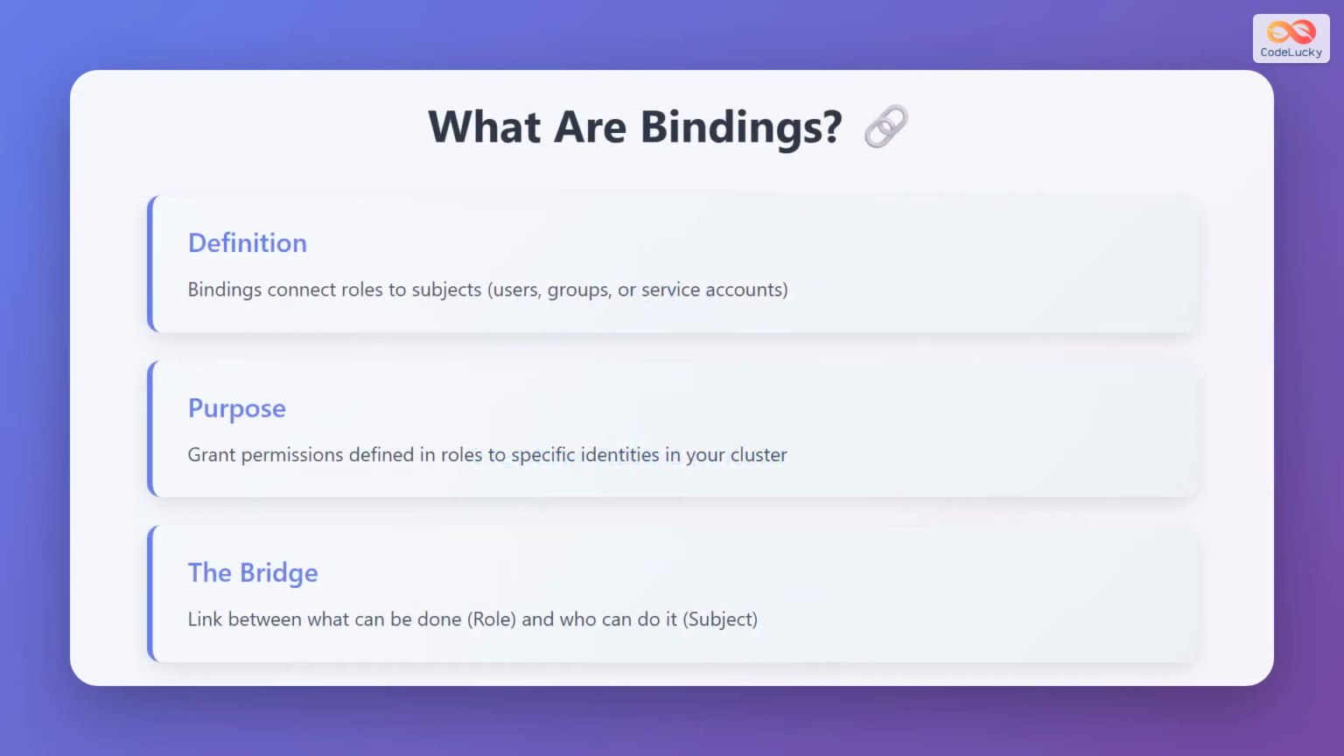Bindings are Kubernetes resources that connect roles to subjects. Subjects can be users, groups, or service accounts. The purpose of bindings is to grant the permissions defined in roles to specific identities in your cluster. Think of bindings as the bridge between what can be done, which is defined by a role, and who can do it, which is defined by the subject. Without bindings, roles would just be abstract permission definitions with no one to use them.